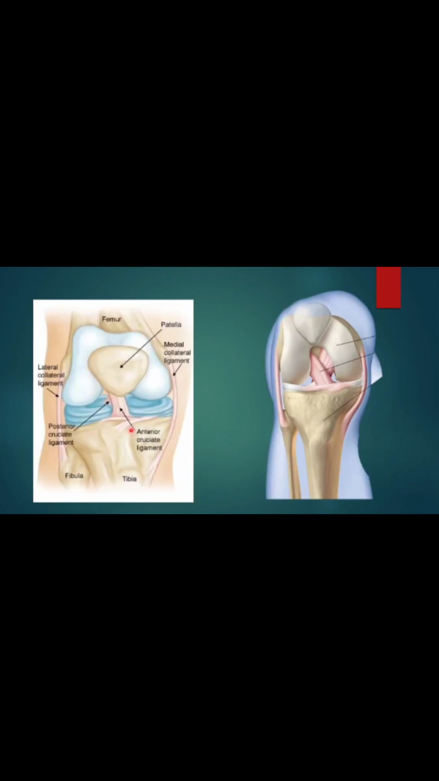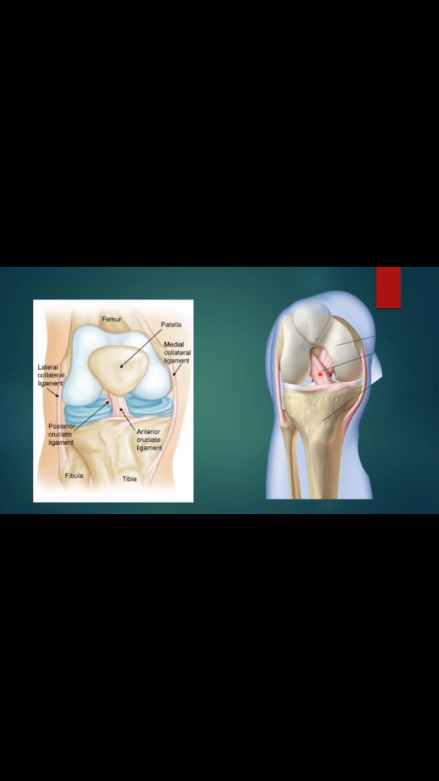So what are these cruciate ligaments? The cruciate ligaments are seen inside the knee joint. They are the intra-articular structures. Now the name cruciate means cross-like. That means the cruciate ligaments are arranged in the form of letter X. There are two cruciate ligaments. They are anterior cruciate ligament and posterior cruciate ligament.